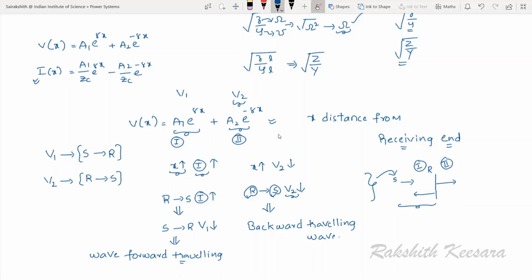We will discuss the concept of wave traveling in much more detail in the next video. For now, we will just limit our lecture to deriving the ABCD parameters of the long transmission line. We will see this wave traveling analysis in our next video.